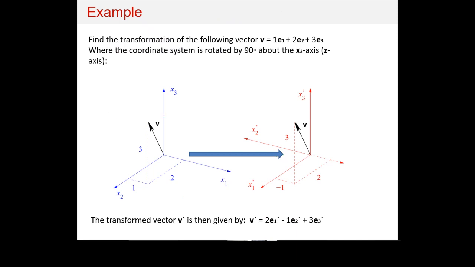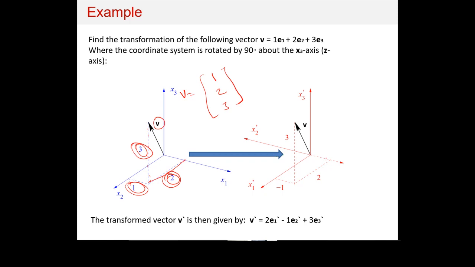Let us take this vector V. And this vector is projected in this coordinate system, I'm projecting things here. So this length here is 3, this length here is 2, and this length here is 1. So if you want to write it in this coordinate system, in the x1 direction, you have 1. In the x2 direction, you have 2. In the x3 direction, you have 3.